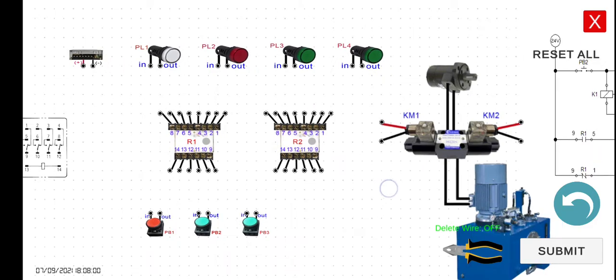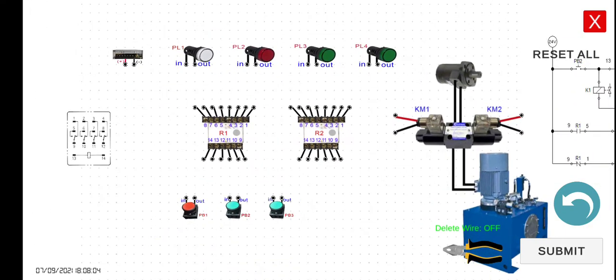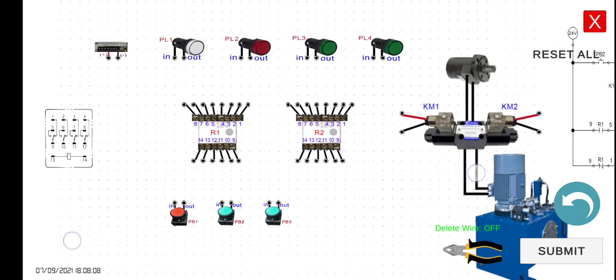Oops, I think we pressed the reset. So be careful with the reset. Since we clicked the reset, let's wire it again.